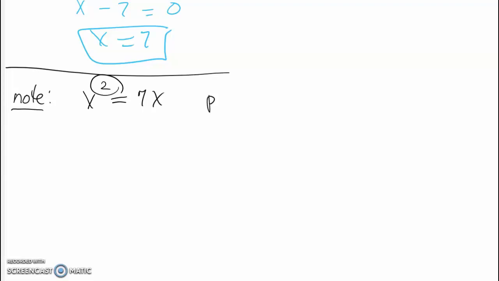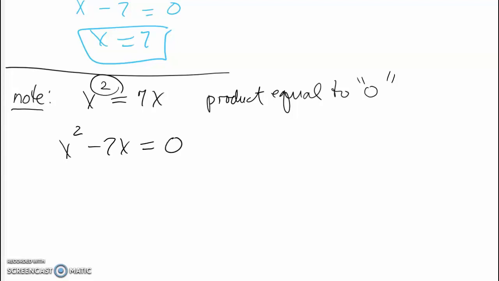You need a product equal to 0. And we don't have that. But we can transpose the 7x over to the other side, and you get x squared minus 7x equals 0, and then proceed to solve the problem by factoring and winding up with your 2 solutions.